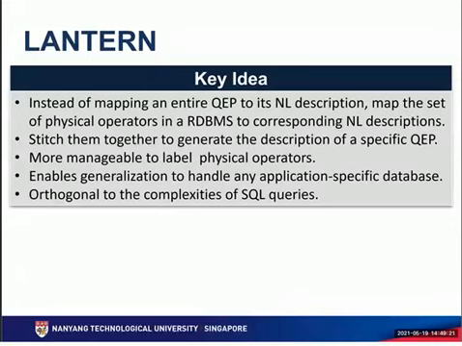Any RDBMS implements a small number of physical operators to execute an SQL query. Hence, although there can be numerous QPs, they are all built from a small set of physical operators. Consequently, it is more manageable to label these operators and generate a natural language description of any QP from them. This allows us to generalize Lantern to handle any application-specific database, as the relations, attributes, and predicates can simply be used as placeholders in describing a physical operator. Last but not the least, it makes our framework orthogonal to the complexities of SQL queries, as they're all executed by a small set of physical operators.